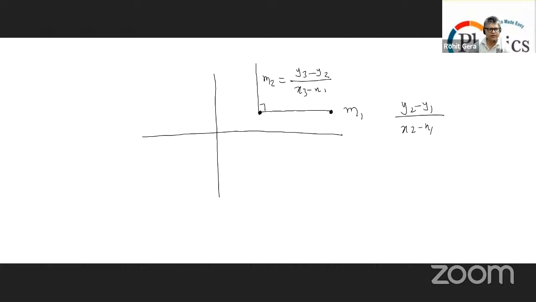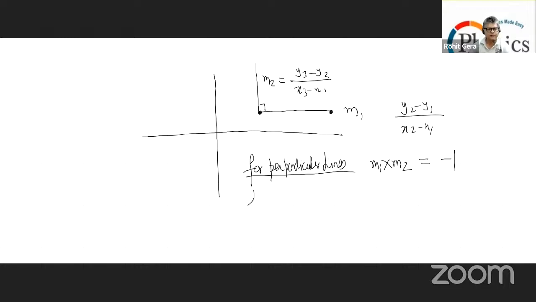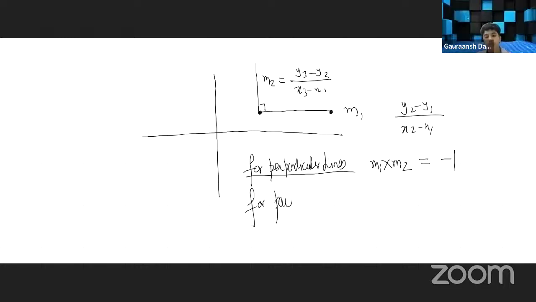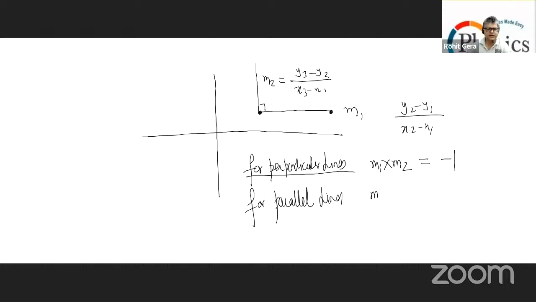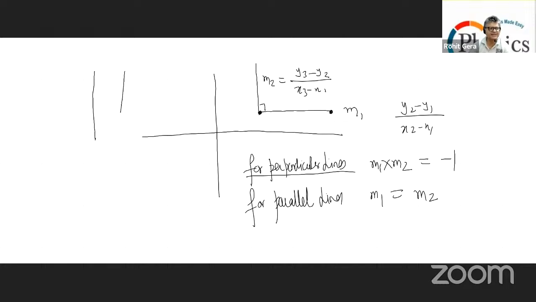For perpendicular lines, m1 multiplied by m2 is equal to minus 1. For parallel lines, m1 is equal to m2, because they're parallel, the gradient, the slope, is the same. Correct. Exactly.